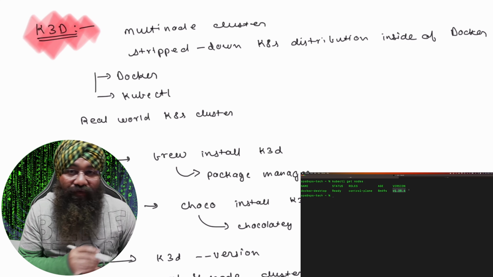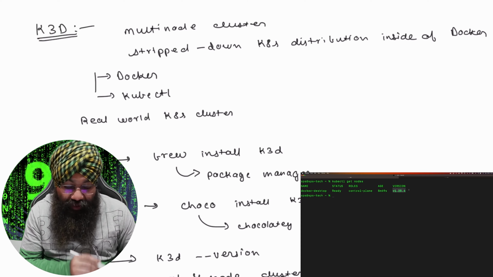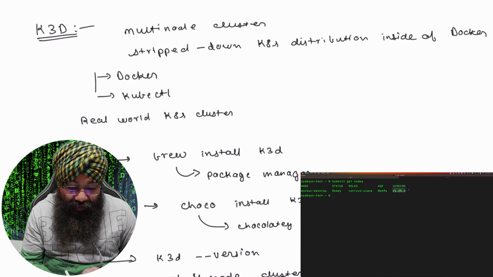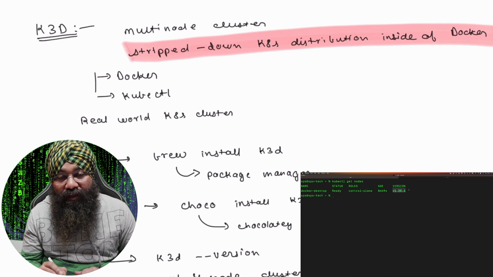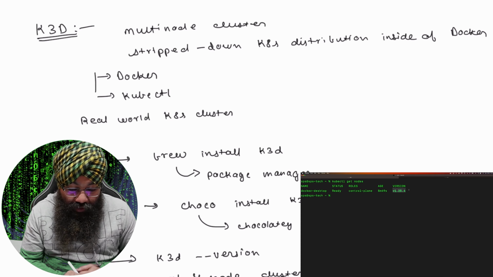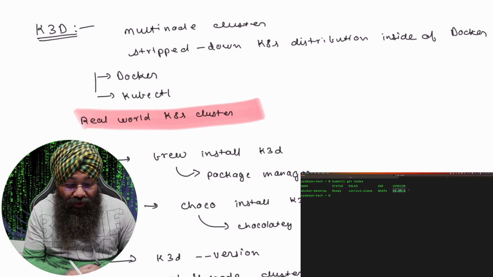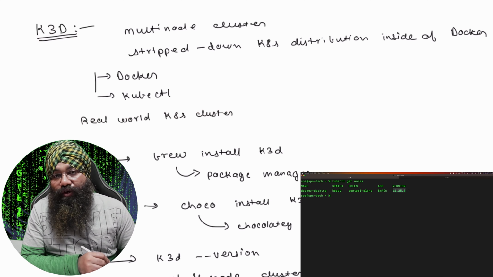We will install K3D first. So we'll first try using K3D. It is basically a stripped down version of a Kubernetes distribution inside Docker. And now let's use K3D to configure a real world Kubernetes cluster.